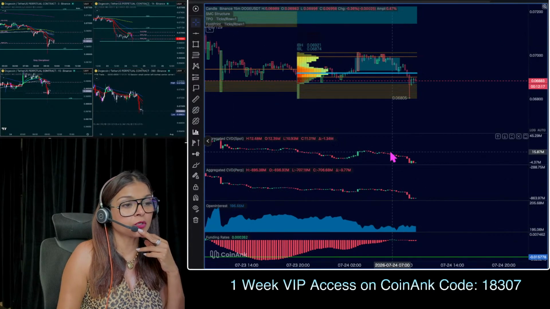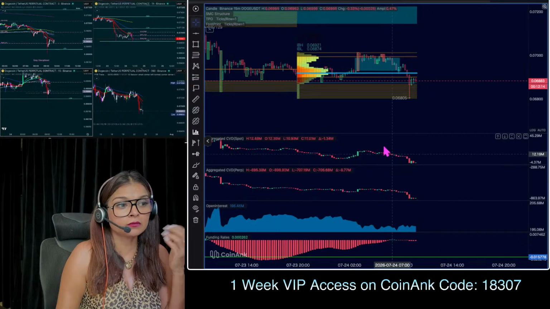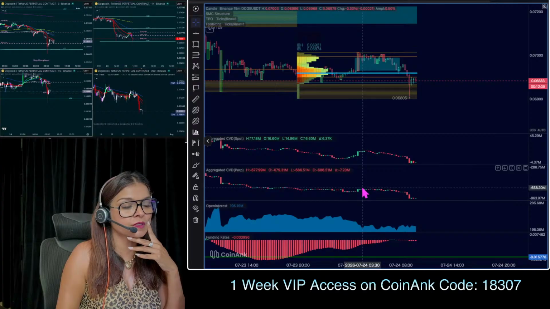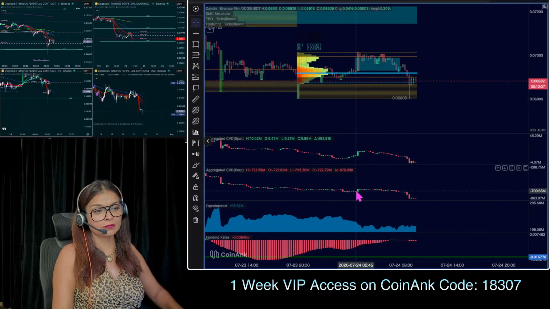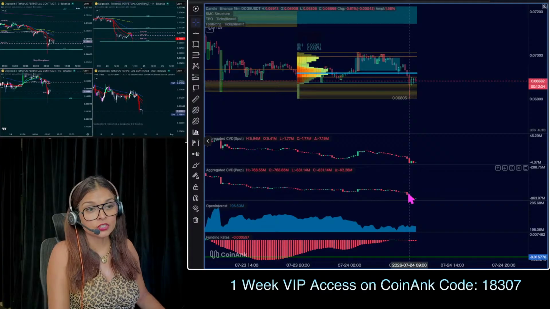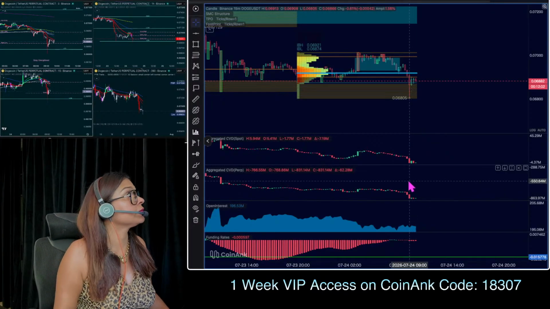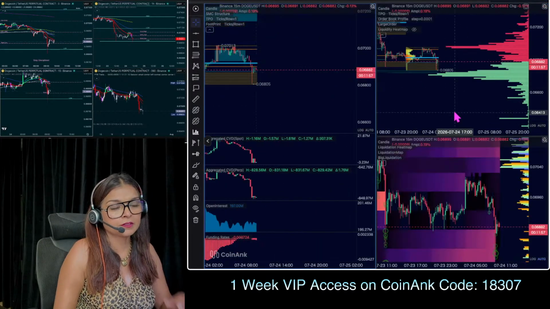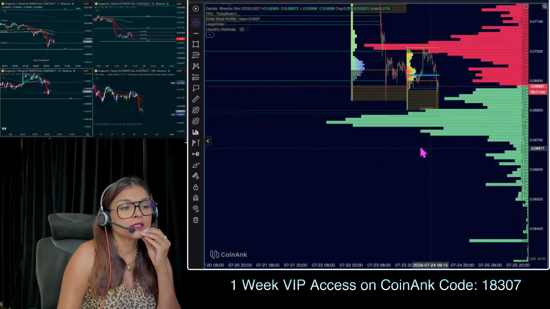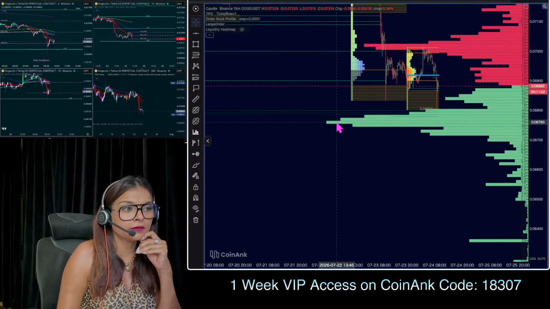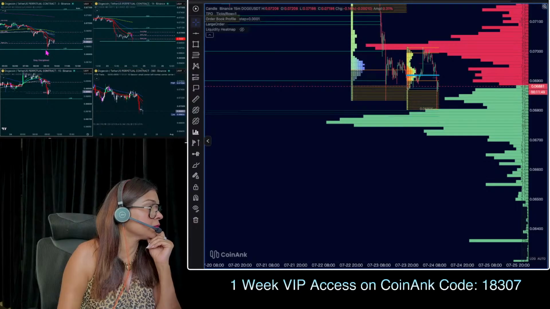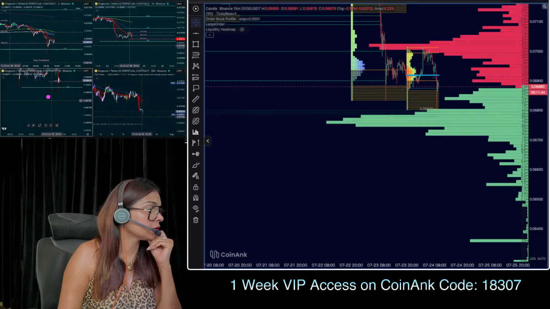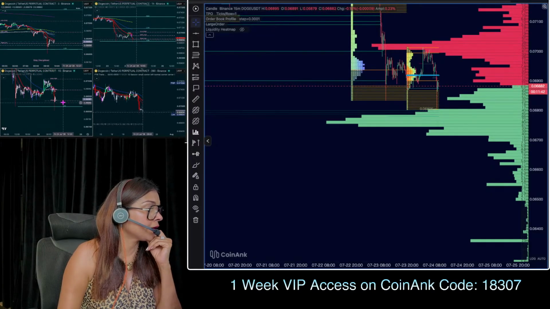What else? CVD spot down. CVD perp down. Cumulative volume delta. So people are selling their tokens, their Doge. And of course, perps are also speculation on the short side. Now, let's move on for Doge because I want to understand what is going on. Are they going to pull price down here to this 0.6760 area? 6760 is right over here. Yeah, probably.